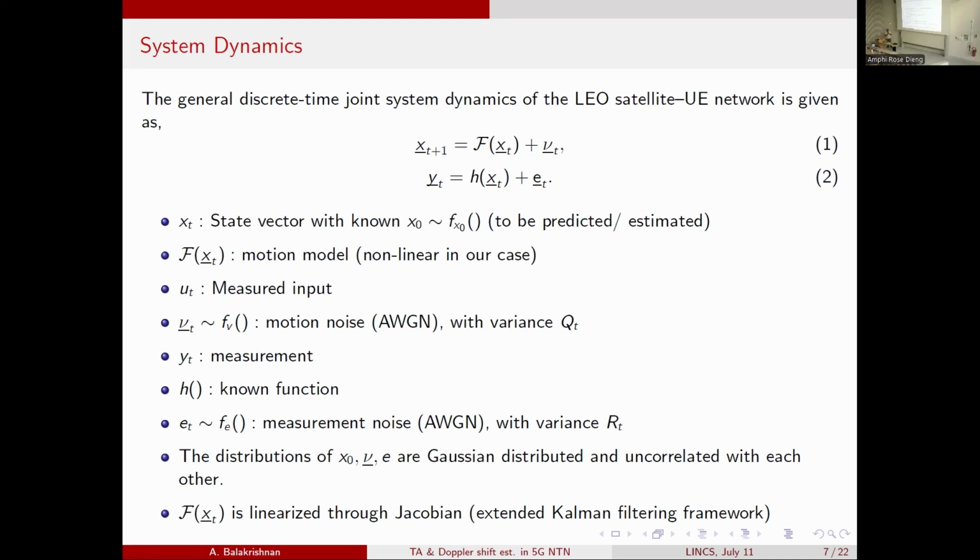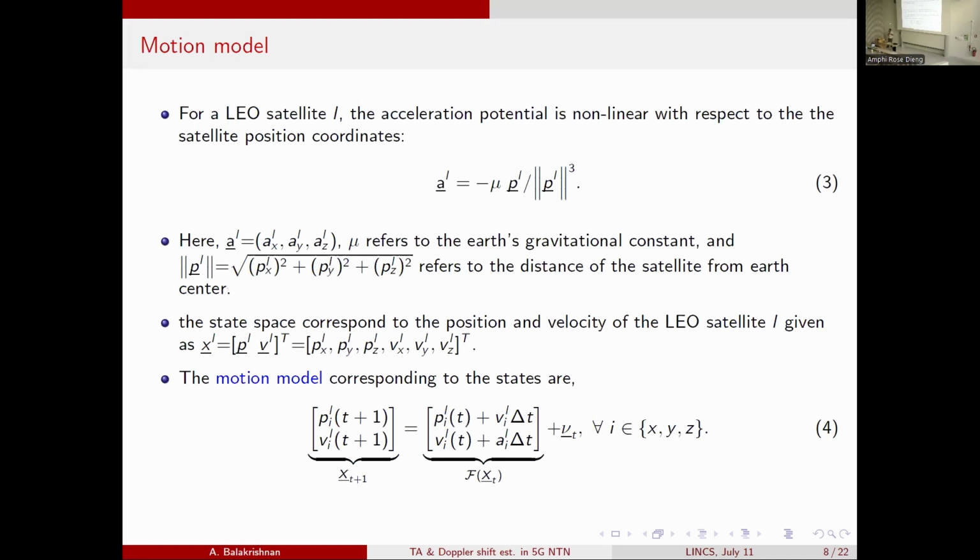And when the f of x in equation 1 is not linear, you need to linearize the motion process. And this linearization we have performed through extended Kalman filtering. So the LEO satellite acceleration in space is shown in equation 3, which is non-linear in the satellite position. The motion model is shown in equation 4. So the position is influenced by the velocity, which is influenced by the acceleration. And we have the motion noise.